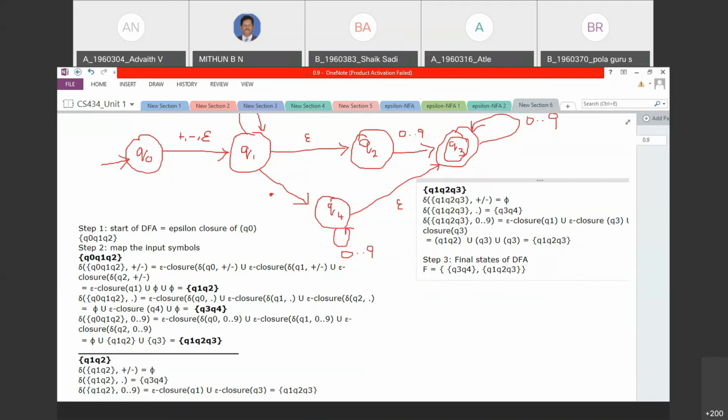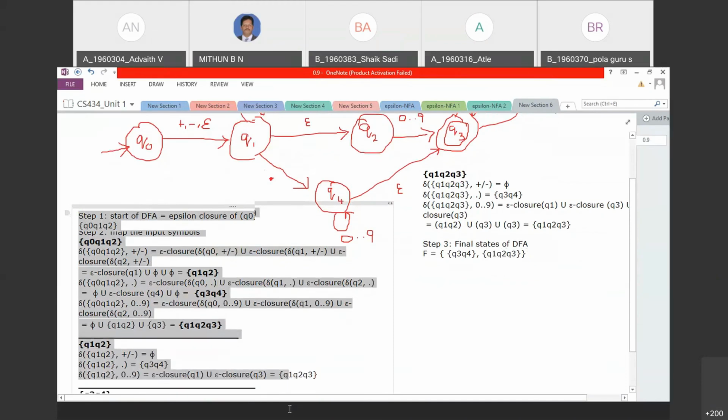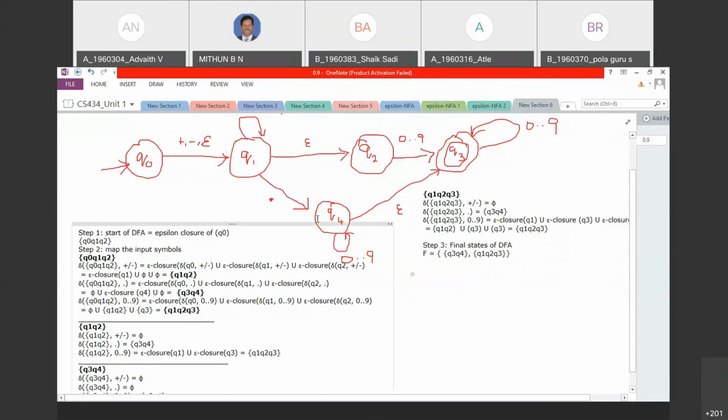So now, for these states, you write a DFA, which means you draw a diagram. I hope the problem is clear. So let's start writing a DFA for this. This is step 4. The epsilon closure of the start state is Q0, Q1, Q2. Q0, Q1, Q2 with plus minus is Q1, Q2.